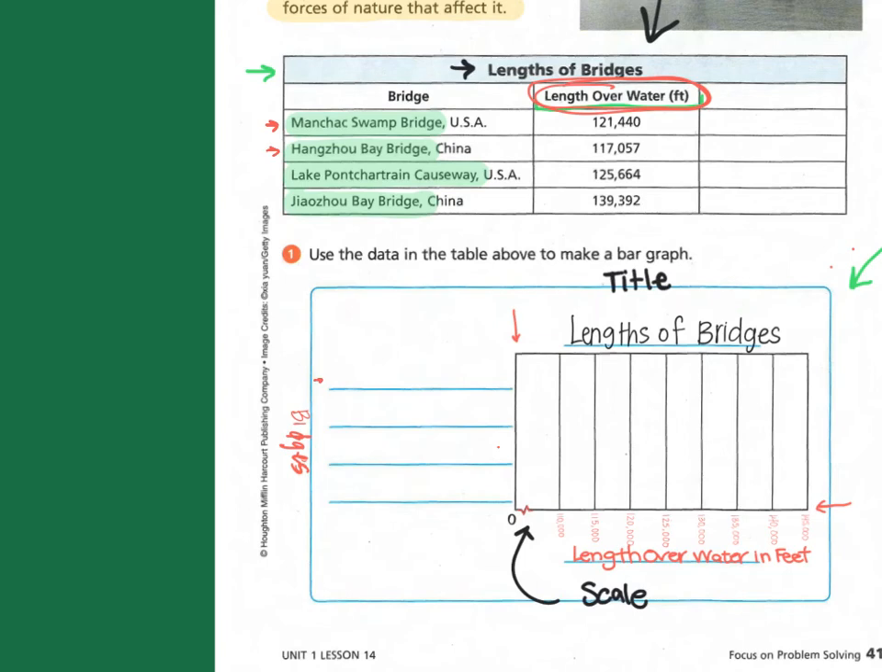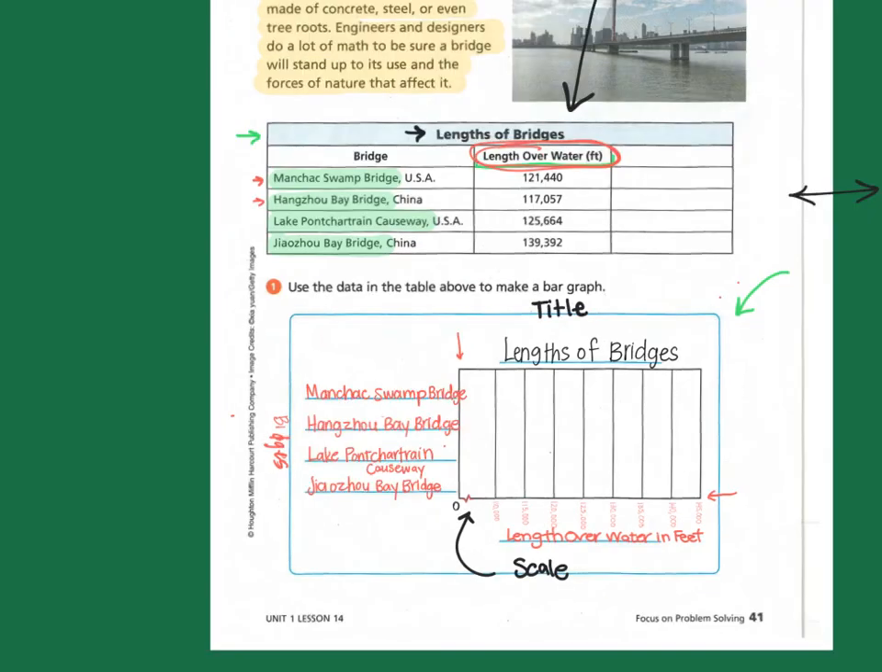Let's do the first one together. The Montauk Swamp Bridge. Pause this video and finish labeling the other 3 bridges. Check to see that you labeled your bridges correctly. If you have, let's start on the fun part of our graph, which is drawing the bars.